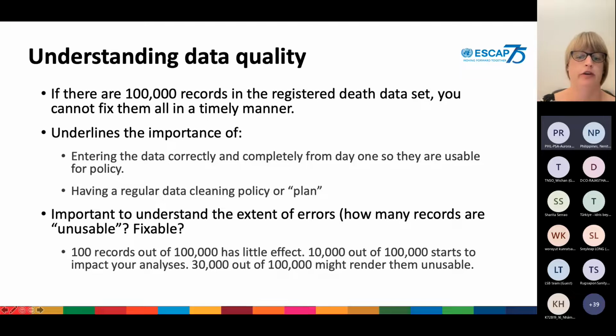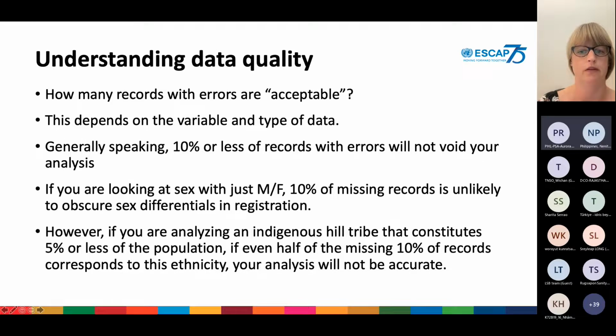When you get up to, say, 30,000, 30% of your records, at that point, they might not even be usable. You might have to move on and start to look at something else. So I know you're going to ask me, okay, so what percent is acceptable? Like what percent can I have with errors or blank or whatever? And unfortunately, there's no cut and dry answer for this because it really depends on what you're investigating, your variables, your types of data, etc.